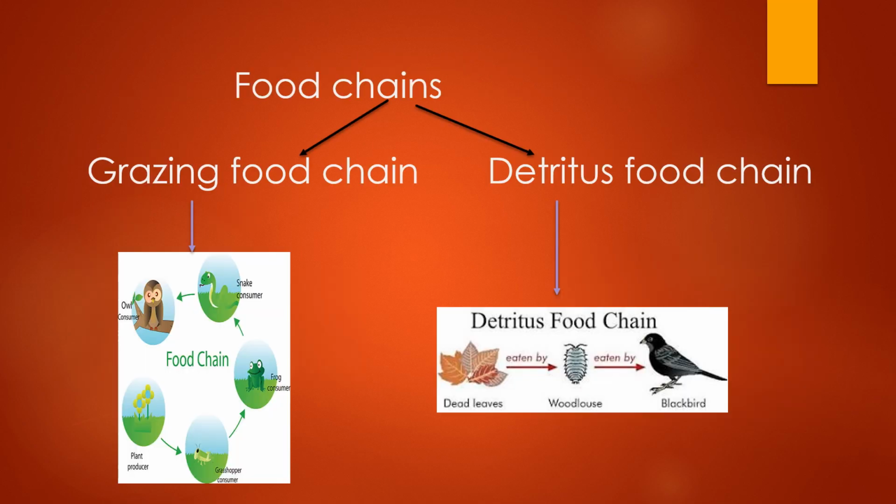We already discussed food chains. We get two food chains: the grazing food chain, where the initial point is the green plants, and the detritus food chain, where the initial point is the decaying organic matter.